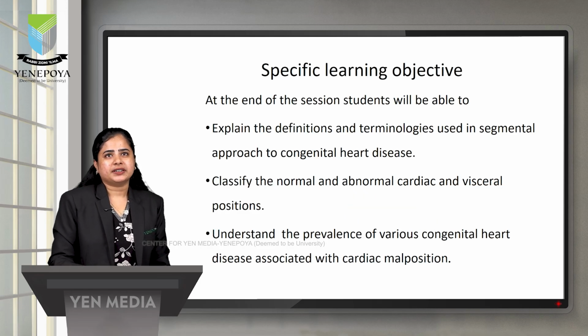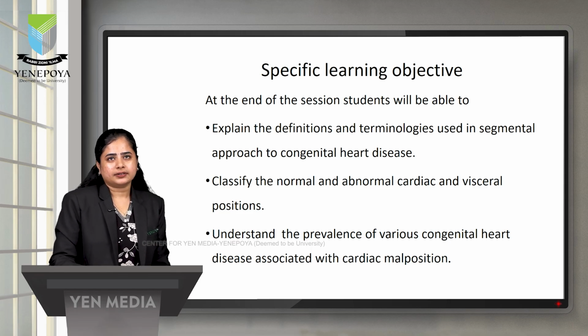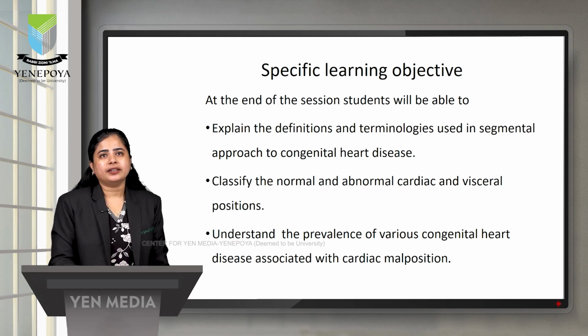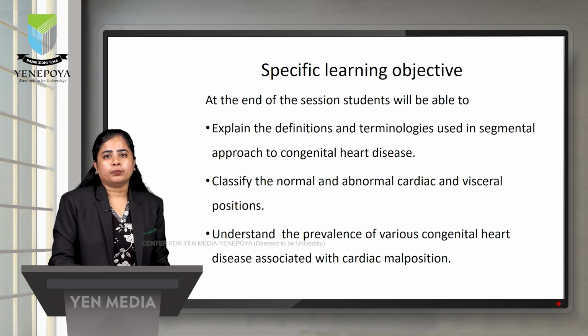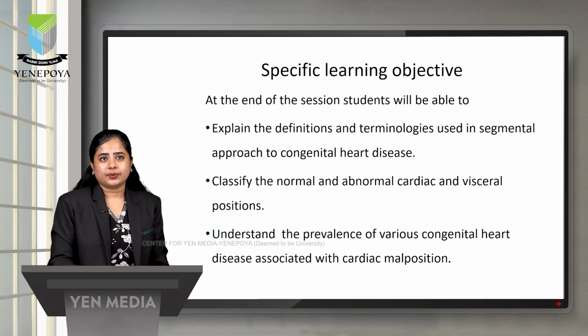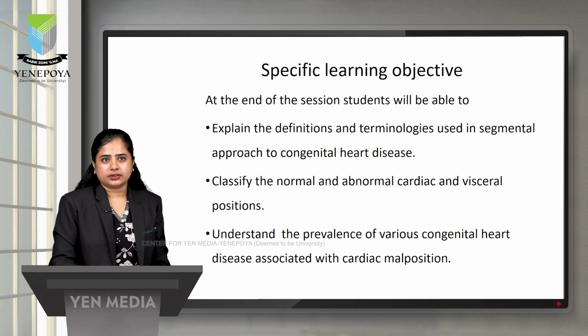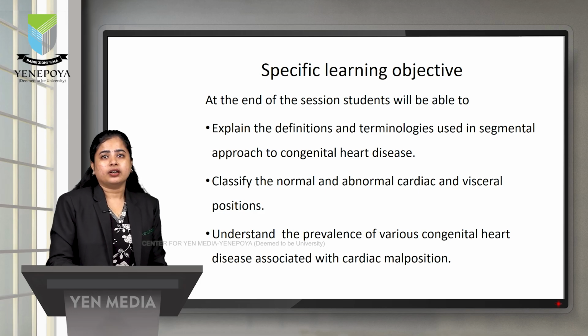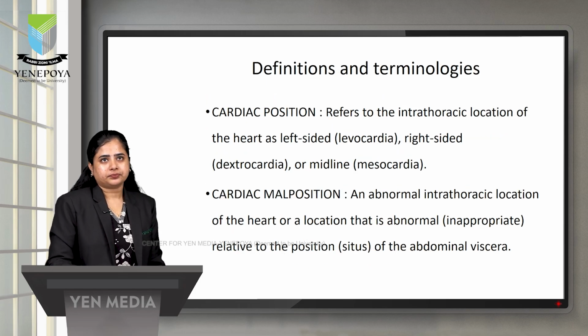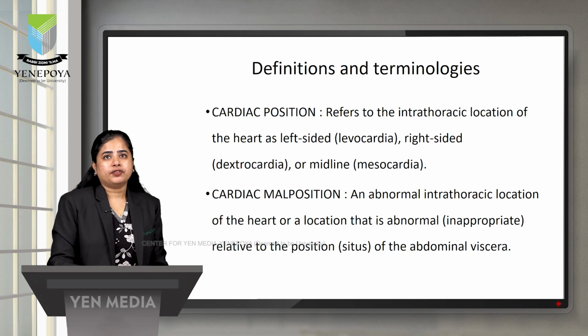So these are the specific learning objectives for this particular topic. At the end of this class, students will be able to explain the definitions and different terminologies that are used in the segmental approach to congenital heart disease, as well as classify the normal and the abnormal cardiac and visceral positions. And also they will be able to know the prevalence of various congenital heart diseases associated with different cardiac malposition.